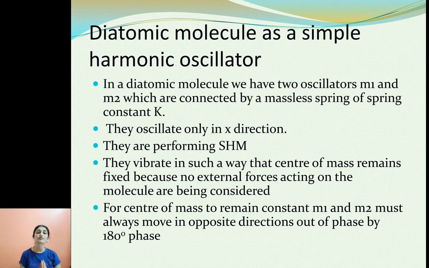In the earlier lecture we have seen the diatomic molecule as a rigid rotator, where M1 and M2 are connected by a rigid rod. In the next lecture we have seen the diatomic molecule as a non-rigid rotator, where M1 and M2 were connected by a massless elastic rod.